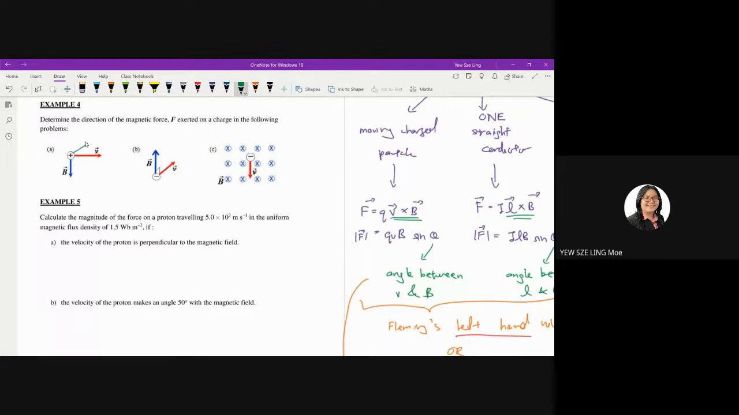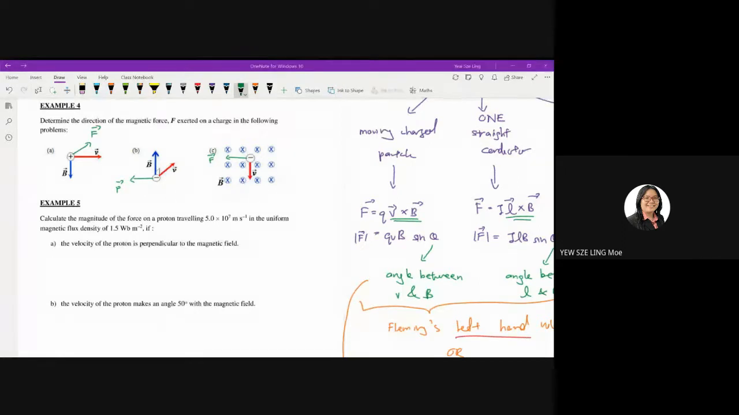So this one is into the page. And then this one is going to the left-hand side, and this one, the force is also going to the left. Make sure you try it because you are going to need all these directions in your assignment. The assignment will definitely have questions that involve direction, so you need to know how to determine the direction. You need to practice until you can get the right answer for all three questions.